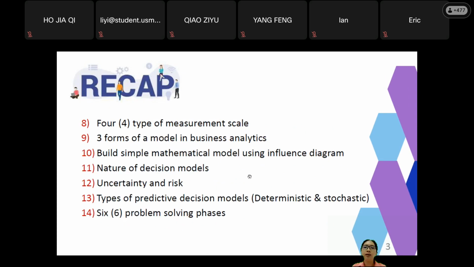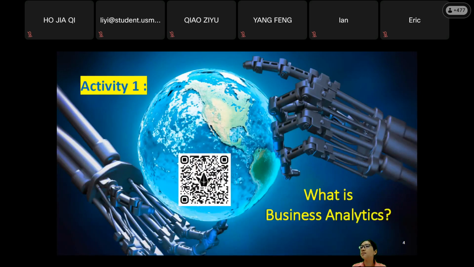Okay, now let me see. I think there's one question in the chat box: is the exercise individual or group? Okay, this exercise is an individual exercise, not a group exercise.